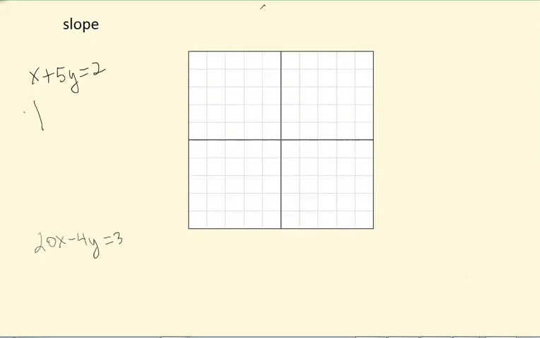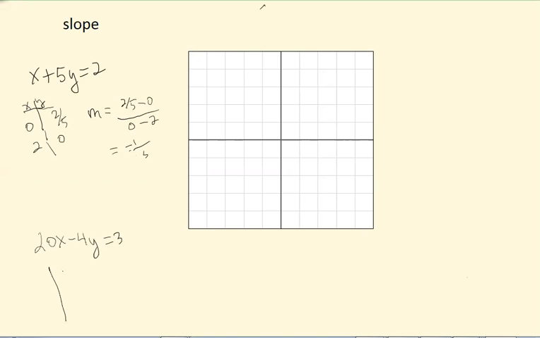For this one, we need a couple ordered pairs, x, y. So I'm going to let x be 0. When I do that, y is going to be 2 over 5. If y is 0, you can see from the equation, x will be 2. So the slope here will be 2 over 5 minus 0 over 0 minus 2. If you do the math here, you're going to end up with negative 1 over 5. Okay, that's the slope for this line.